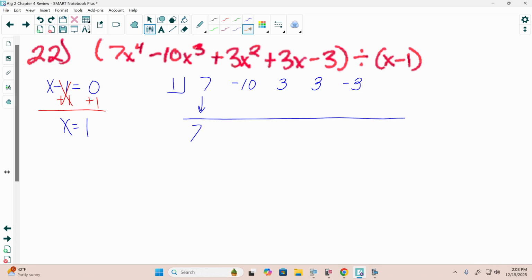And now we'll start this process. 1 times 7 is 7. Negative 10 plus 7 is negative 3. 1 times negative 3 is negative 3. Our 3 plus negative 3 is 0. 1 times 0 is 0. 3 plus 0 is 3. 1 times 3 is 3, and negative 3 plus 3 is indeed 0.